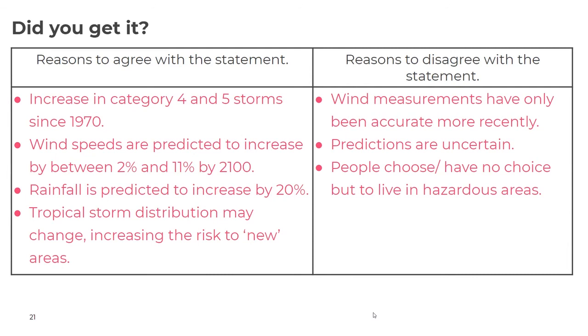Finally, people may choose or have no choice but to live in hazardous areas, so to live in the path of tropical storms. So this could increase in the future the damage and the destruction that tropical storms cause, but it might not be because of climate change. It might be because we've placed ourselves in the path of tropical storms, which therefore increases the number of deaths and the amount of damage. So these are just some ideas that you may have in your table. You may have some additional ideas as well, which is absolutely brilliant.